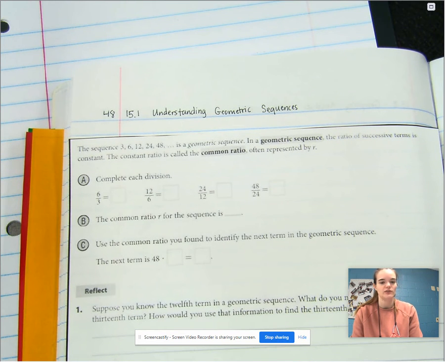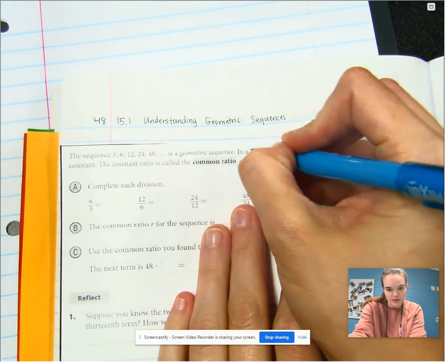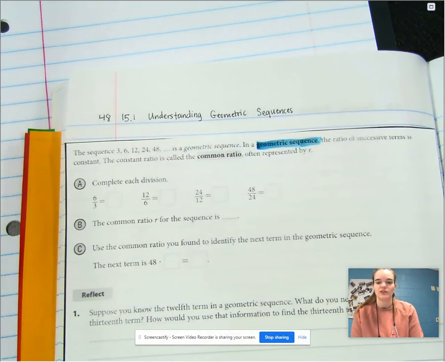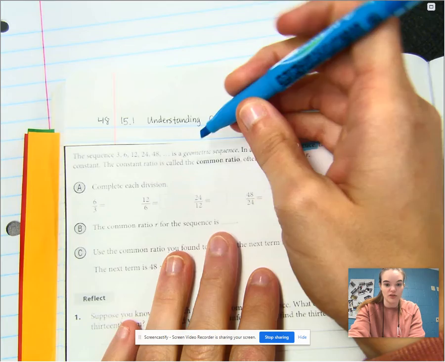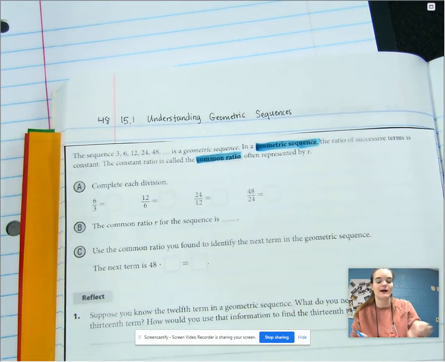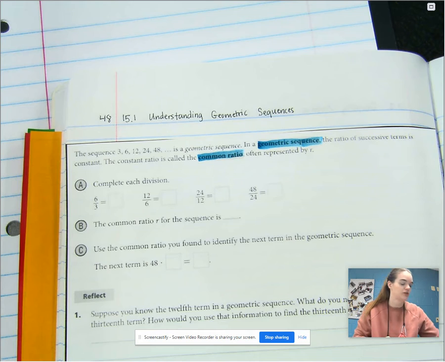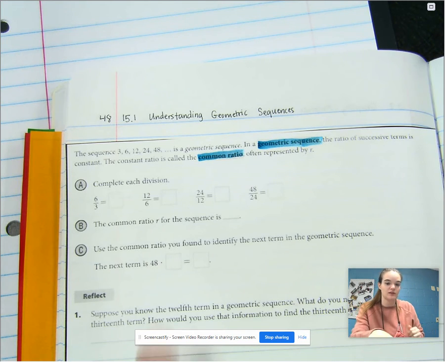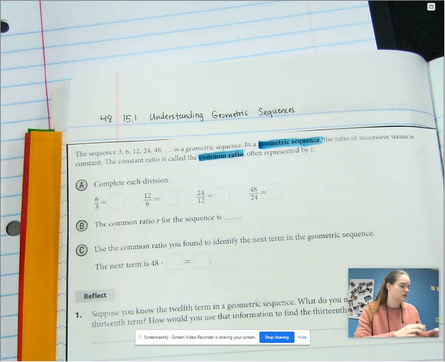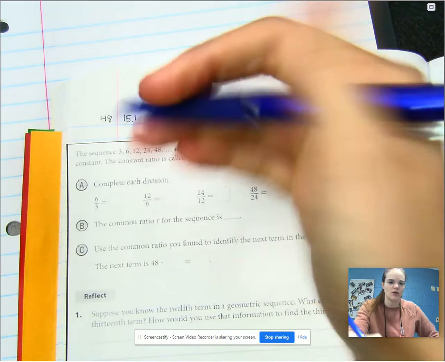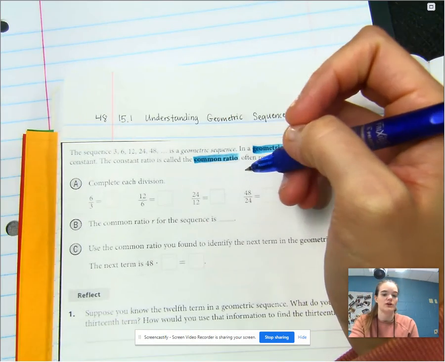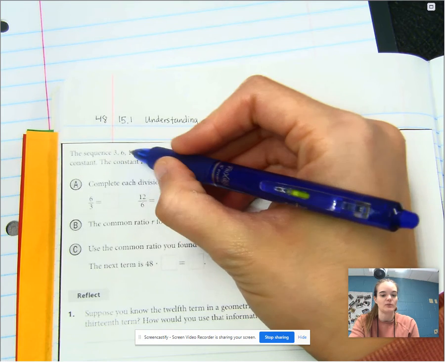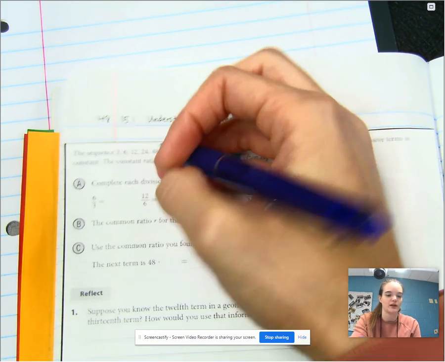The sequence here, 3, 6, 12, 24, and 48, is a geometric sequence. In a geometric sequence, the ratio of successive terms, the one right after the other, is constant. The constant ratio is called the common ratio, often represented by R. So we will use R to show the ratio. We're going to complete the division to see what the common ratio is, dividing the second by the first, third divided by second, and so on.